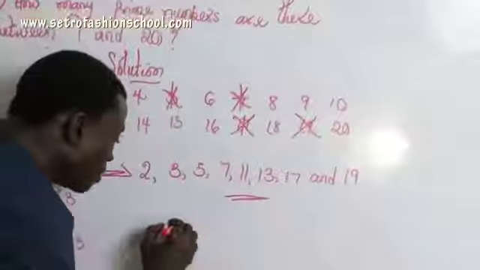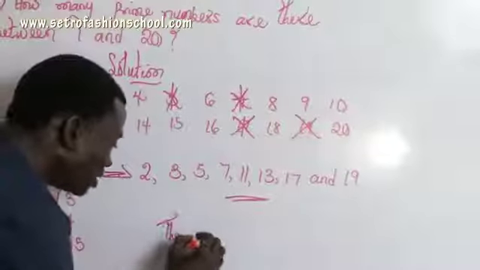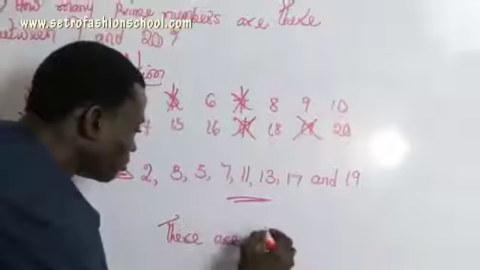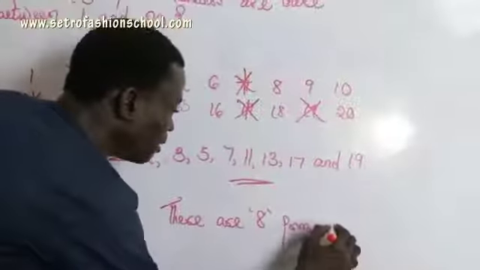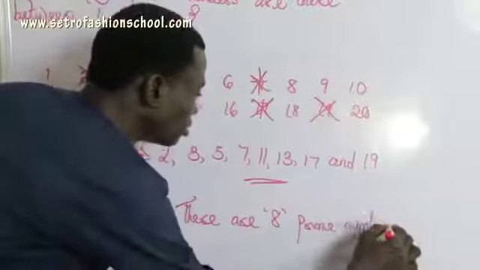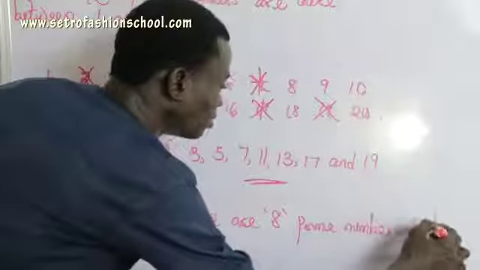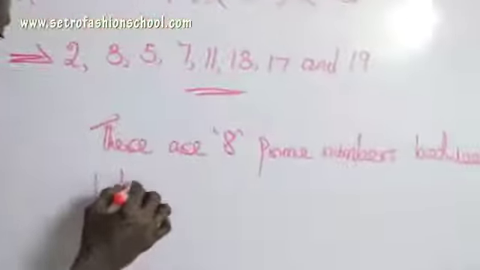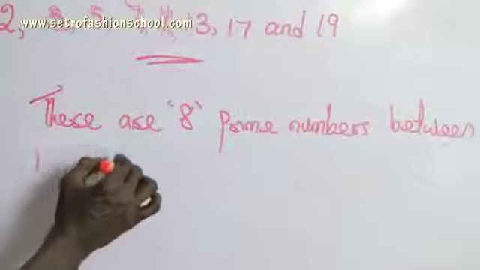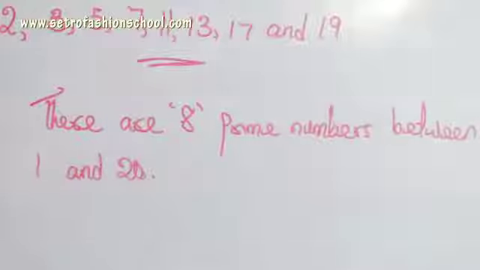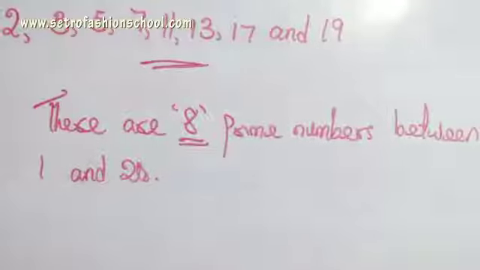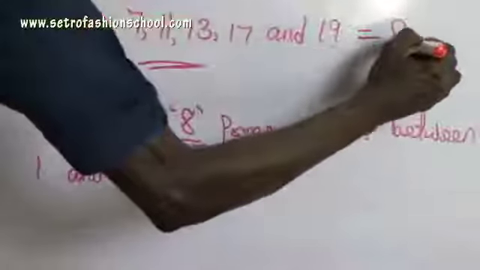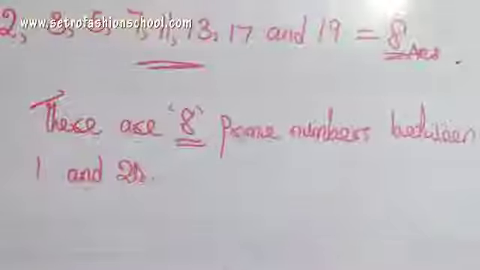Your final answer now will be, there are 8 prime numbers between 1 and 20. So that is your answer, which means 8. You have to look for 8 as your answer. Final answer, which is 8. 8 prime numbers. So that's that.